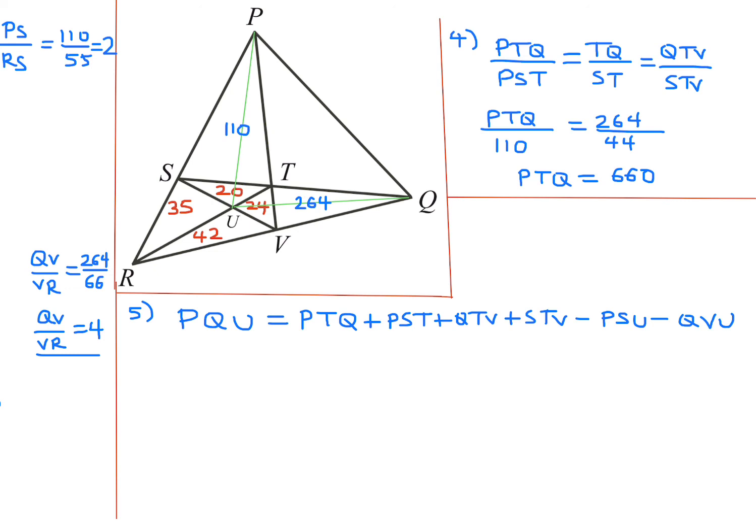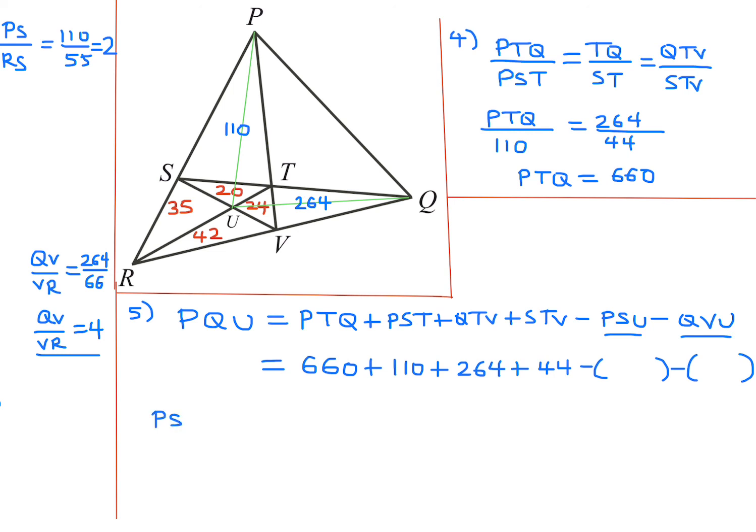Okay, let's see if we have a lot of these. PTQ, I just figured out was 660. Okay, great. PST, that's 110. That's already been figured out. QTV, that's 264. STV is 44. It's 20 plus 24. Okay. PSU, that I have not figured out yet. And then QVU, that I have not figured out yet. Okay, so we have to now concentrate on getting those two. Once we do, we'll be done.